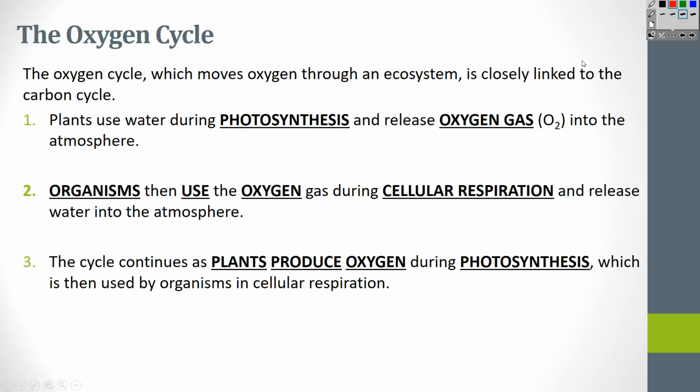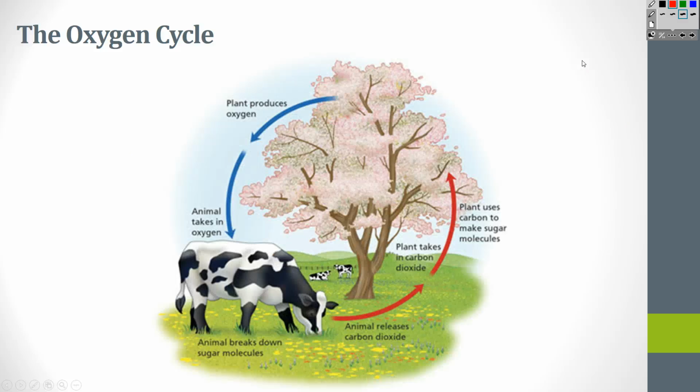Now, if you look at the oxygen cycle, it's actually the same cycle. It's just the other half of the coin, if you will. So plants are actually releasing oxygen, and organisms, living things, or animals, are using that oxygen to breathe. When we burn things, we're using oxygen to burn things. So it's the other side of that coin, if you will, of the carbon cycle. So there's your oxygen cycle.